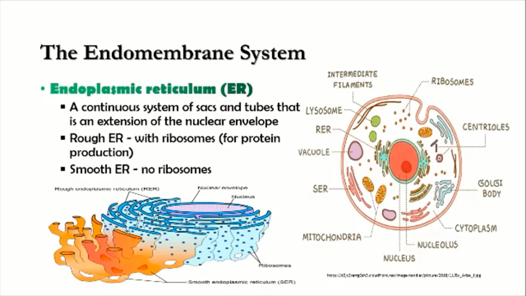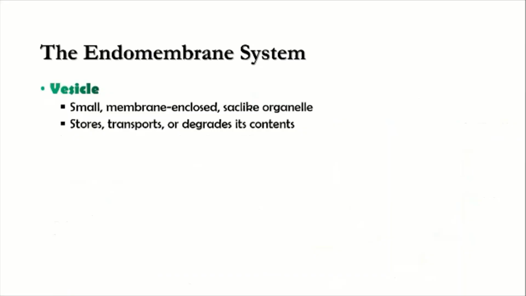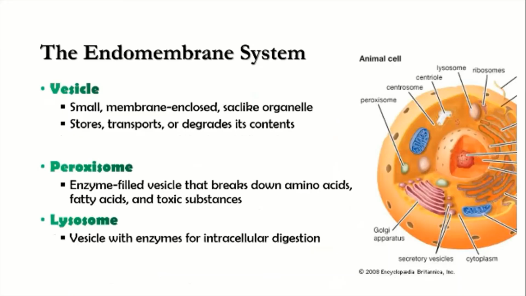Next we have the vesicles. The vesicles are small membrane-enclosed sac-like organelles, and they either store, transport, or degrade their contents. We have two vesicles: the peroxisomes and the lysosomes. The peroxisome is the enzyme-filled vesicle that is responsible for breaking down amino acids, fatty acids, and toxic substances, while the lysosomes are the vesicles with enzymes for intracellular digestion.